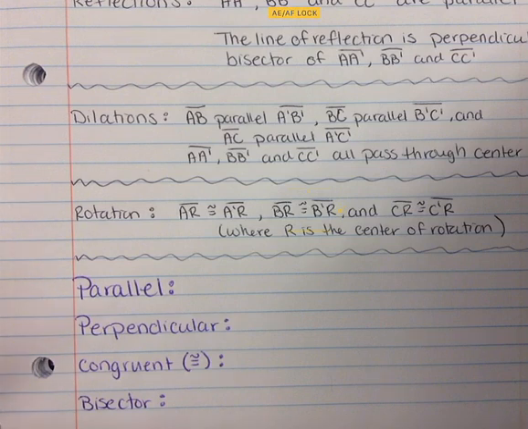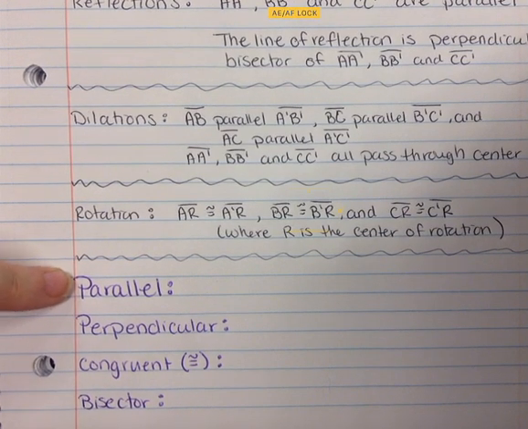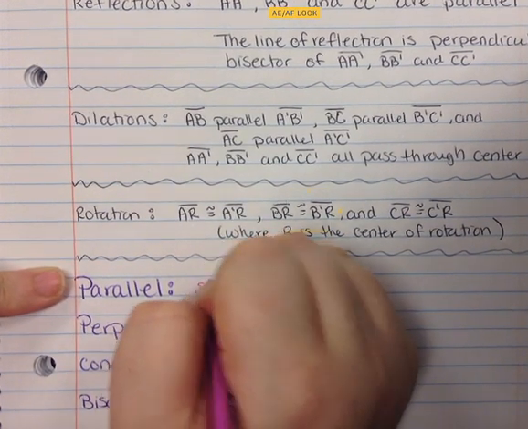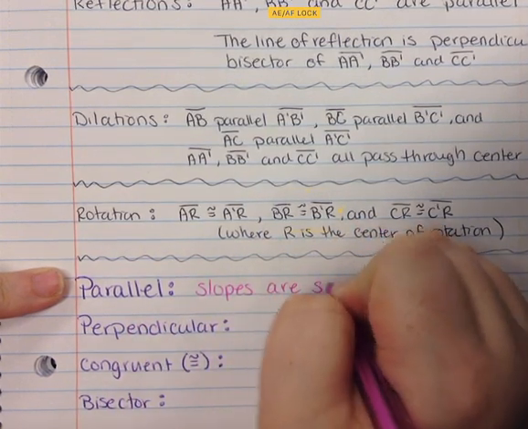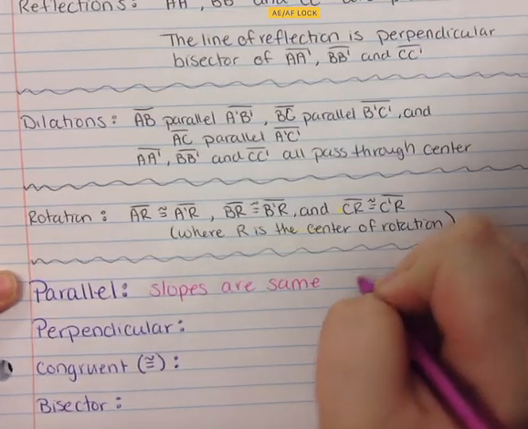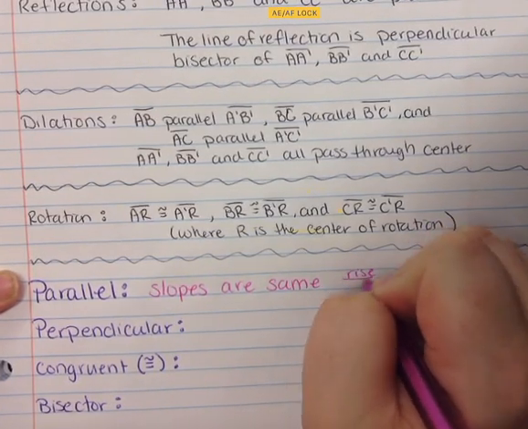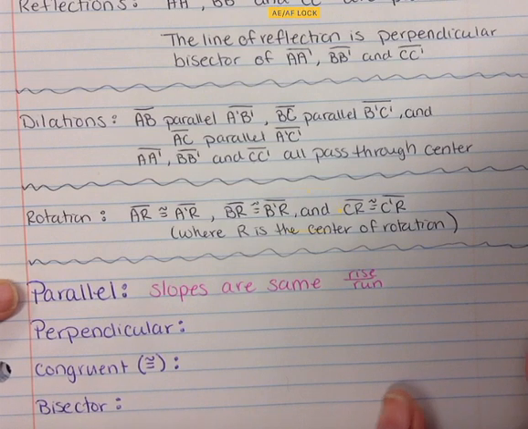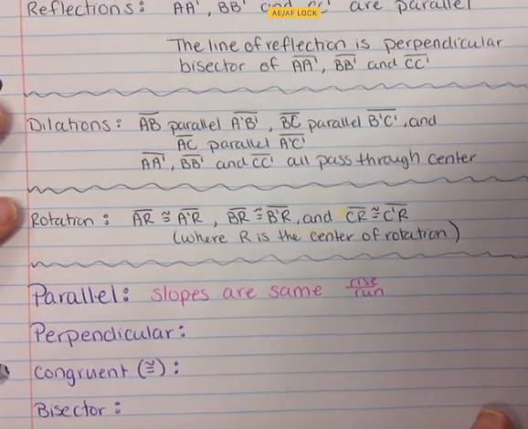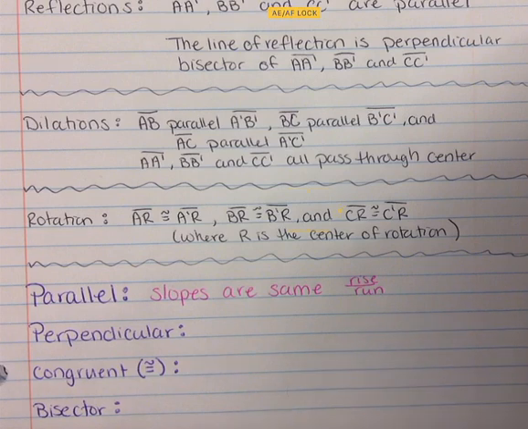Now, if we're talking about parallel, if the words say parallel, we actually have to show that the slopes are the same. So that's our rise over run. You just have to show the rise over run. And if you have to simplify it, simplify it. If you don't have to simplify, you already see that they're the same, that's perfectly fine.